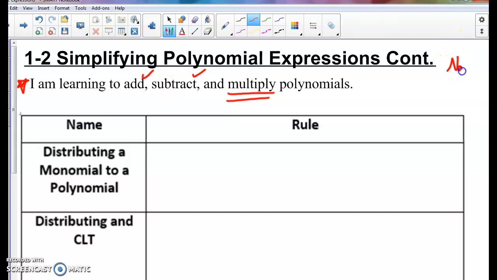Go ahead and put your name in the top right hand corner, and today's date. Remember, you can always push pause, copy down the title and our learning target, and push play when you're ready to go.